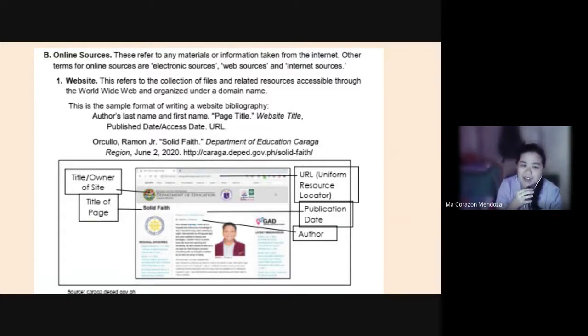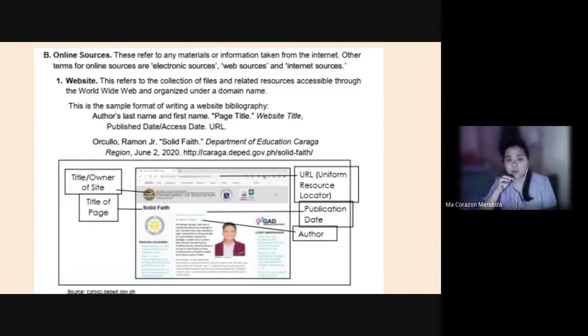And then we have the author. So what's the format? Author's last name, first name, or Julio Ramon Jr., period. Solid Faith is the title of the page, period. And it should be inside the quotation marks. Department of Education, Caraga Region, comma. That title, the website title, should be in italics. And then June 2, 2020 is the published date or access date.